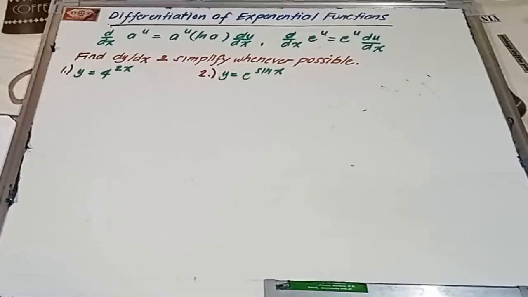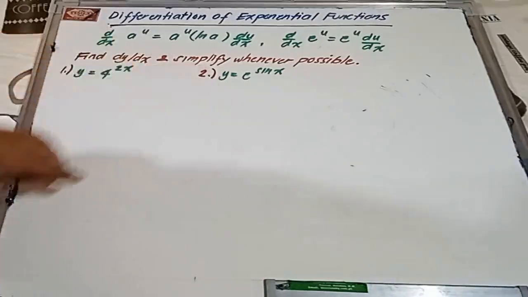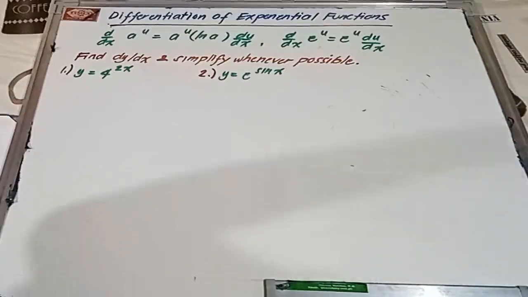Okay, so in this video, you're going to learn how to determine the derivative of an exponential function. And we have two formulas. Derivative of a to the u equals a to the u ln a times du over dx. The other one is the derivative of e to the u equals e to the u times du over dx. A here is a real number, and we have here a constant value of e, which is 2.71828.